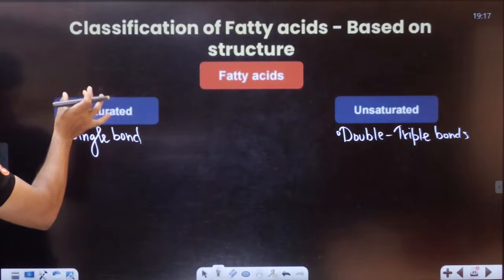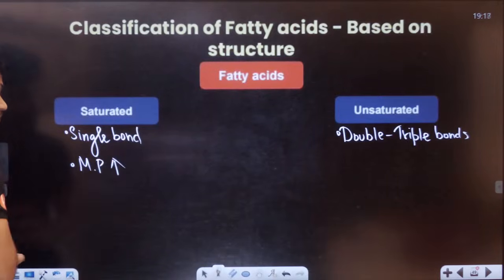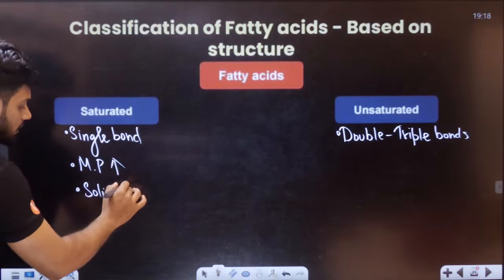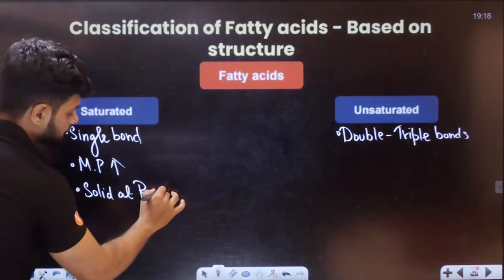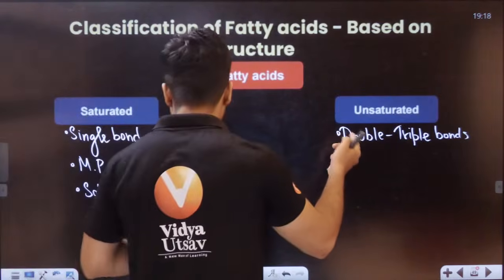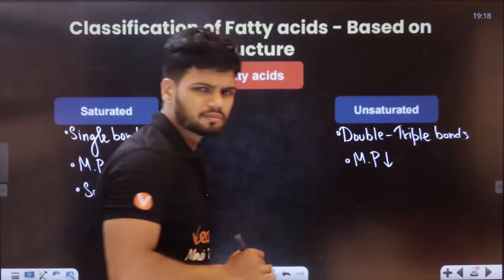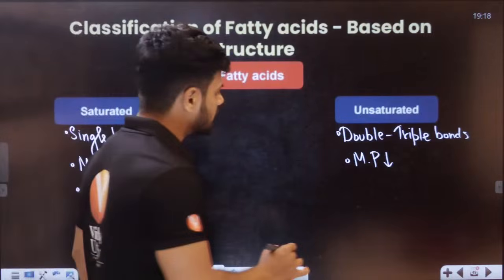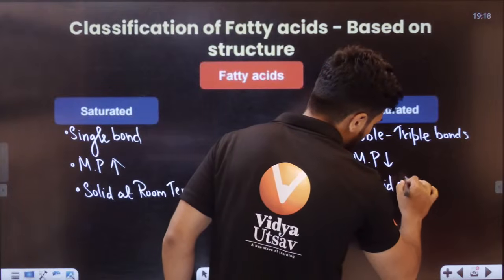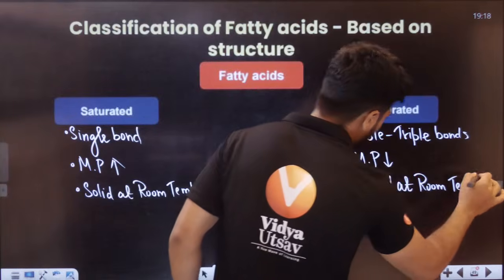Now, saturated, remember, their melting point is very high and they are solid at room temperature. Compared to saturated, the melting point of unsaturated is kind of low, they melt very fast, students, and they are liquid at room temperature.